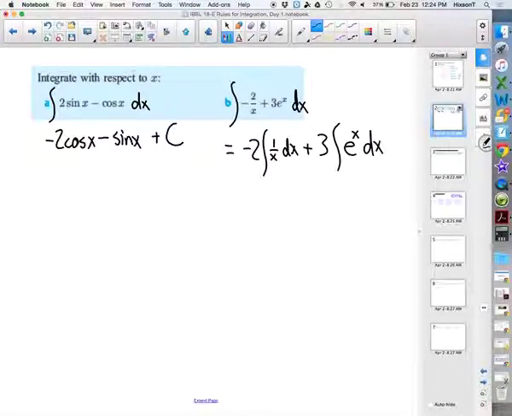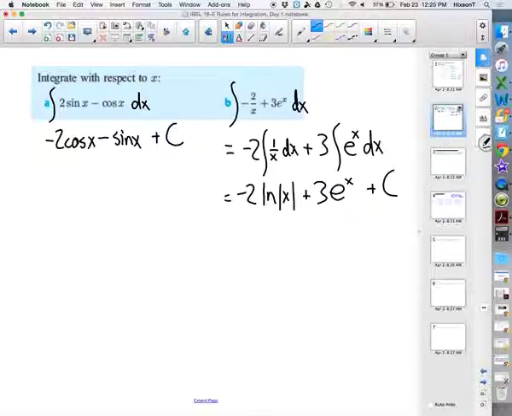So it's negative 2 times ln of the absolute value of x. The dx is gone because we took the integral. Plus 3. What's the integral of e to the x? E to the x. And then the constant, plus c. You don't need to put plus 2c because we had 2 different integrals. Just put a plus c.